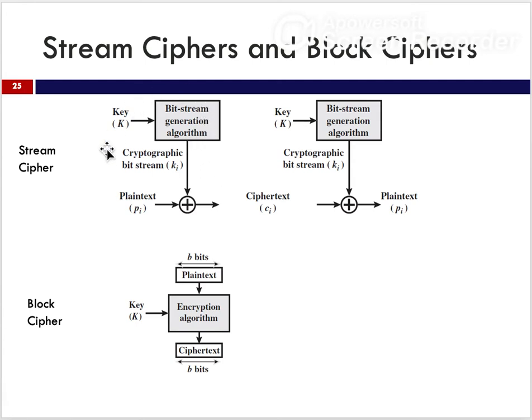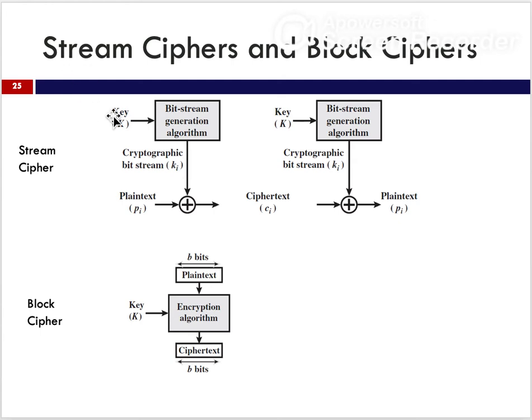Like in case of stream ciphers, we generate a key stream from a smaller length key. So we have one module over here which is the bit stream generation algorithm. This bit stream generation algorithm will generate a key stream that is used for encryption, and the encryption operation is very simple, where it is XOR operation. So we give our key to this bit stream generation algorithm, and it will generate a cryptographic bit stream of key.